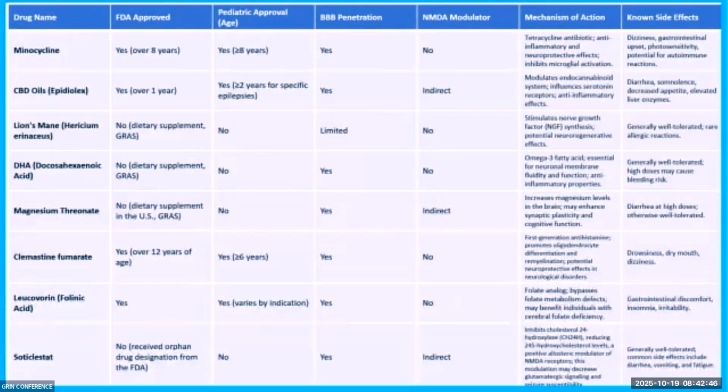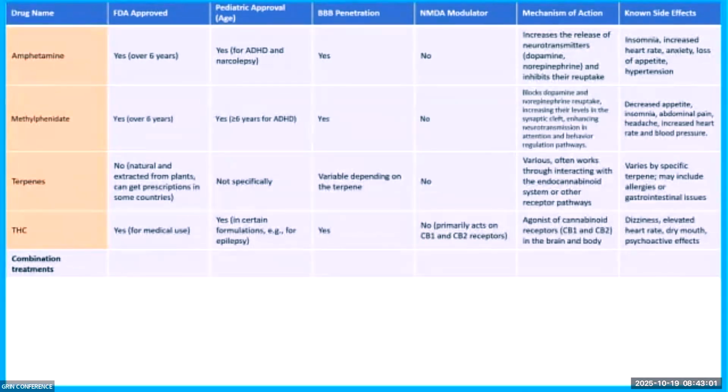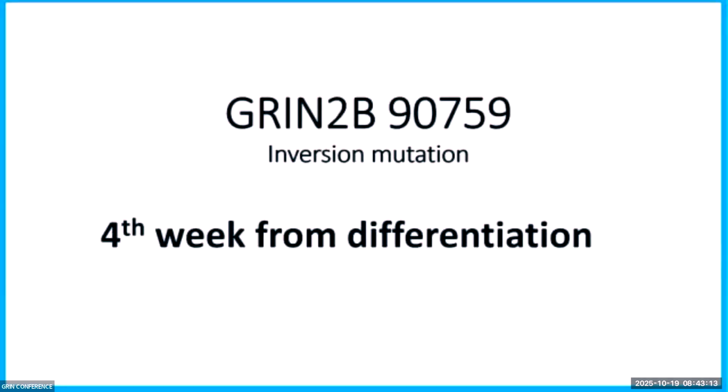Some additional drugs we have, you can see the CBD oils, lion's mane, which is a mushroom, and others. Folinic acid, which has gotten some attention recently, and soticlestat. These are drugs that we also tested that are usually a bit harder to get to the lab. We're also doing some combination treatments, and I will show some of the results.